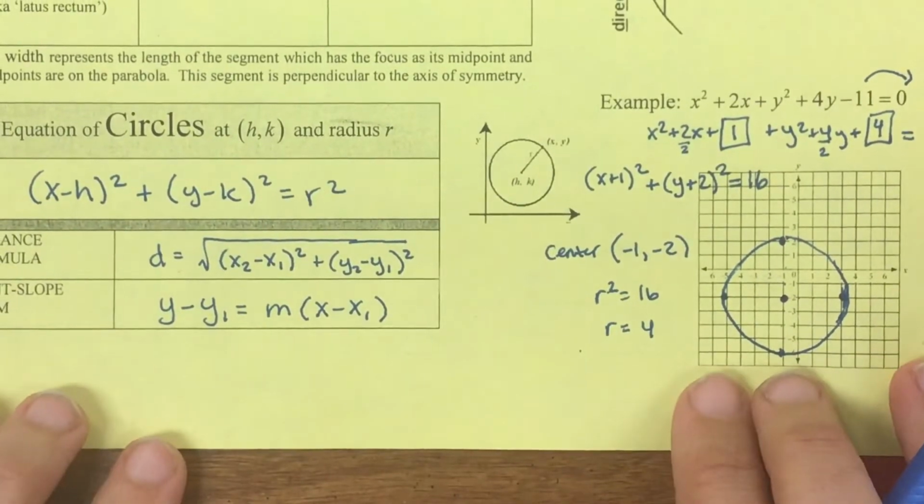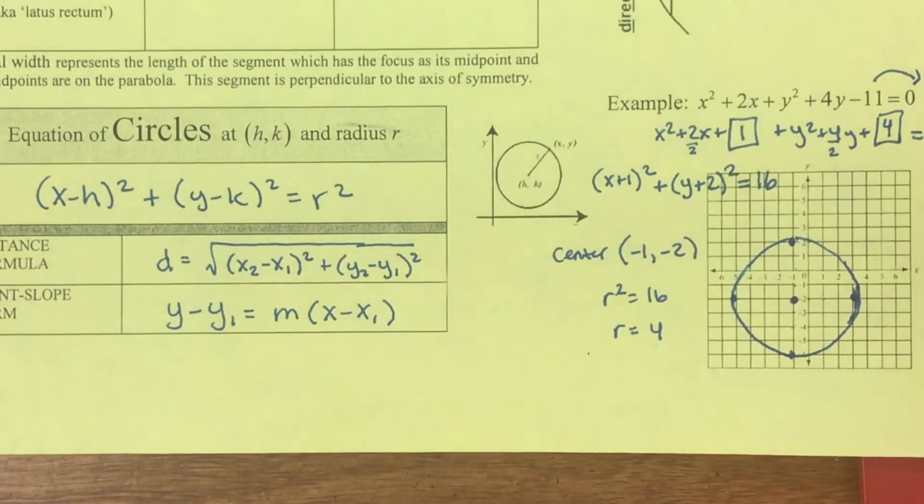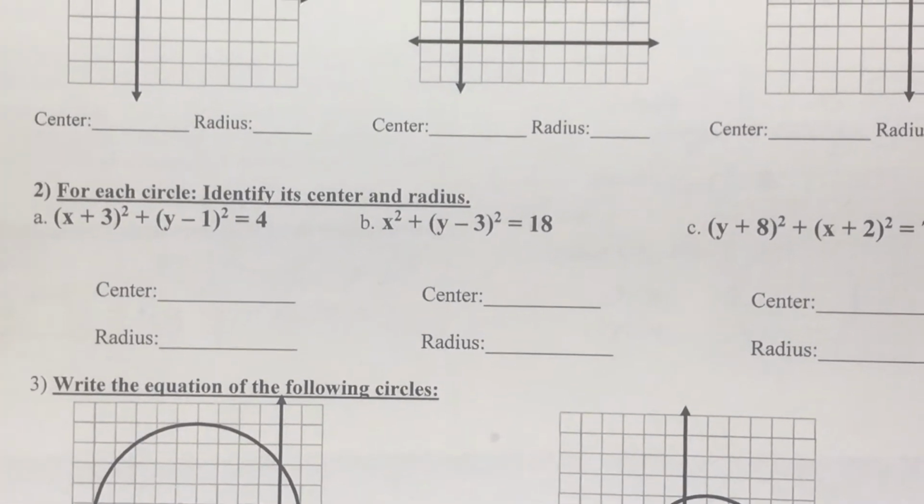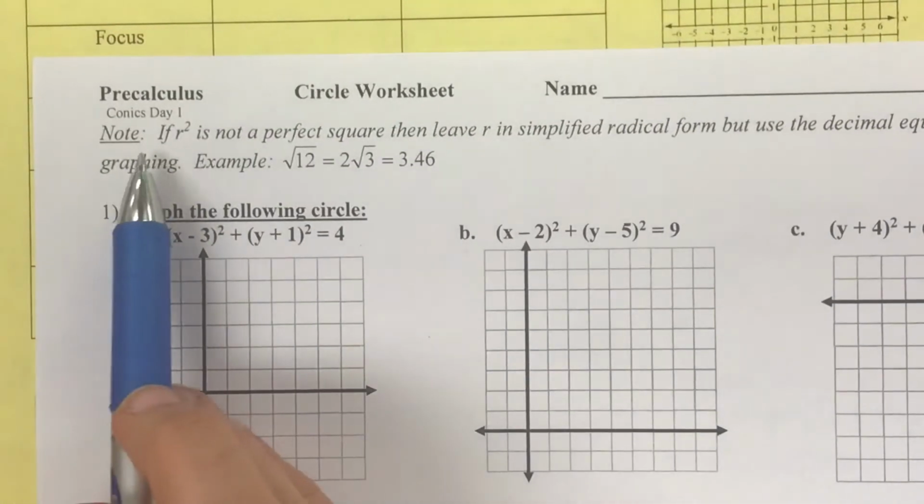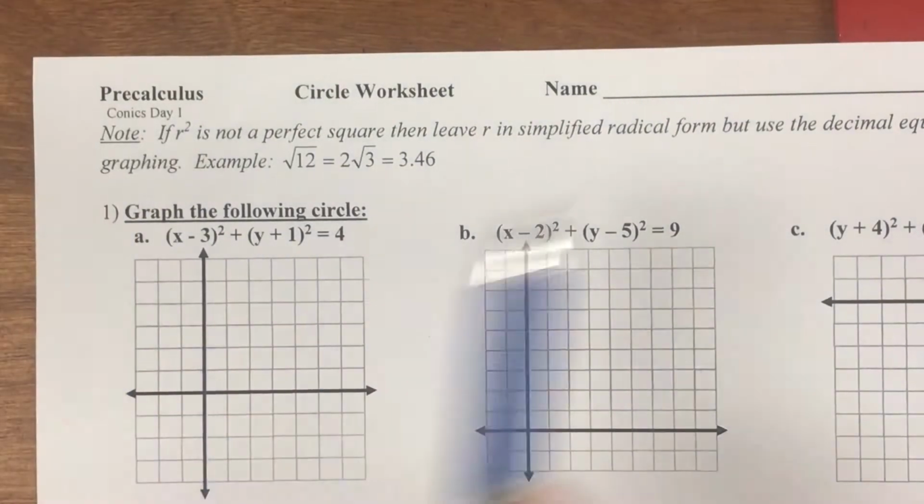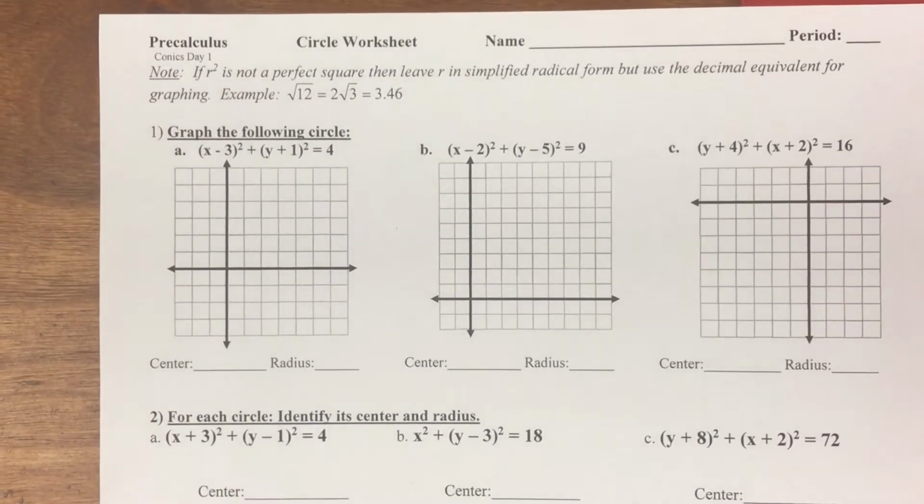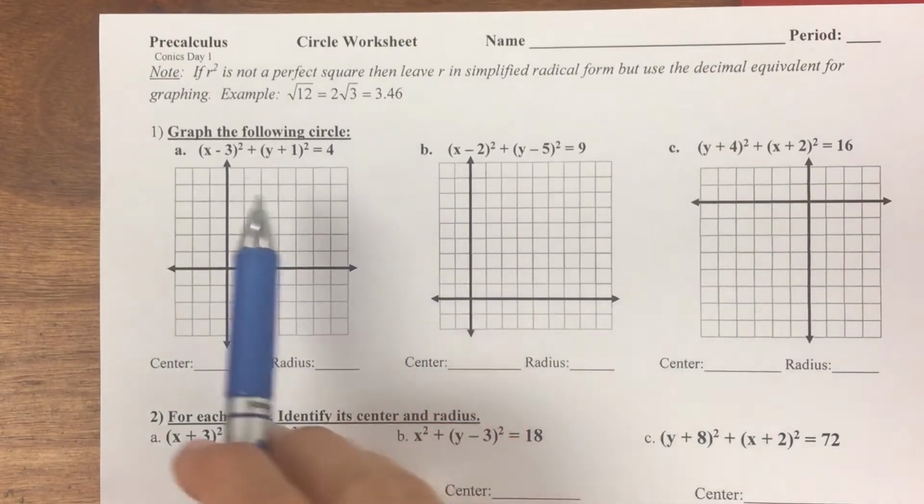All right, so now you have an example. So now let's switch to your worksheet that looks like this. Find the one that says circles on it. It says Conics Day 1 up at the top. Go ahead and put your name on it. And we're going to start by graphing a few of these.